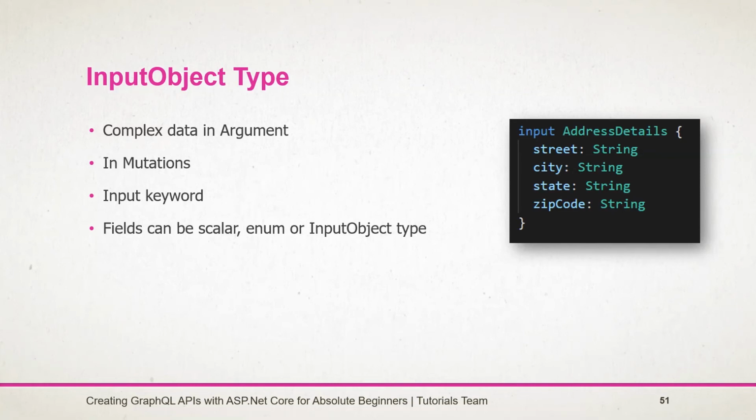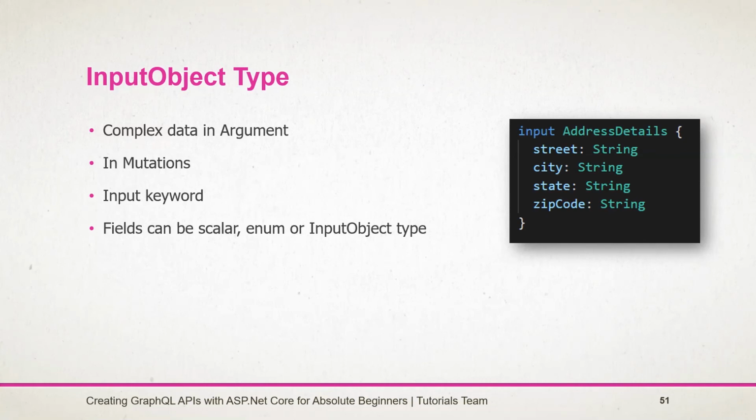Input object type defines a set of input fields. Input fields are either scalar type, enum, or other input object type only. It cannot be an interface or union type, because those two types are not input field types. Input object type must define one or more fields within it.